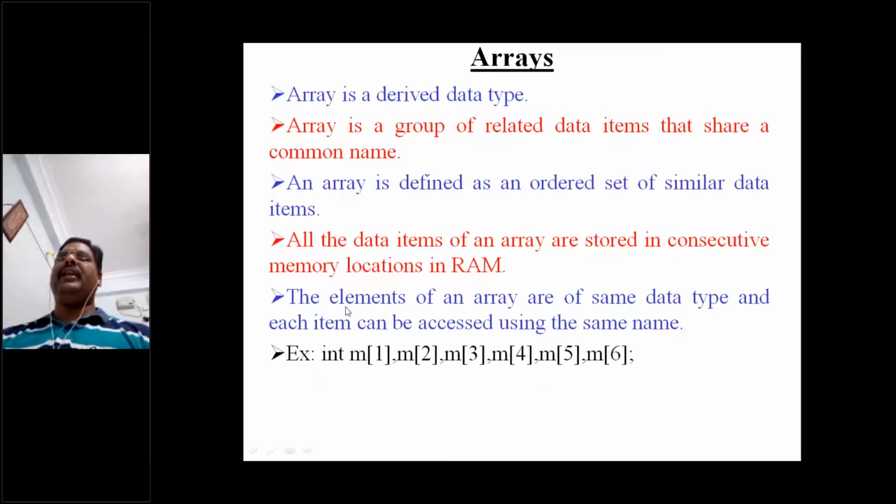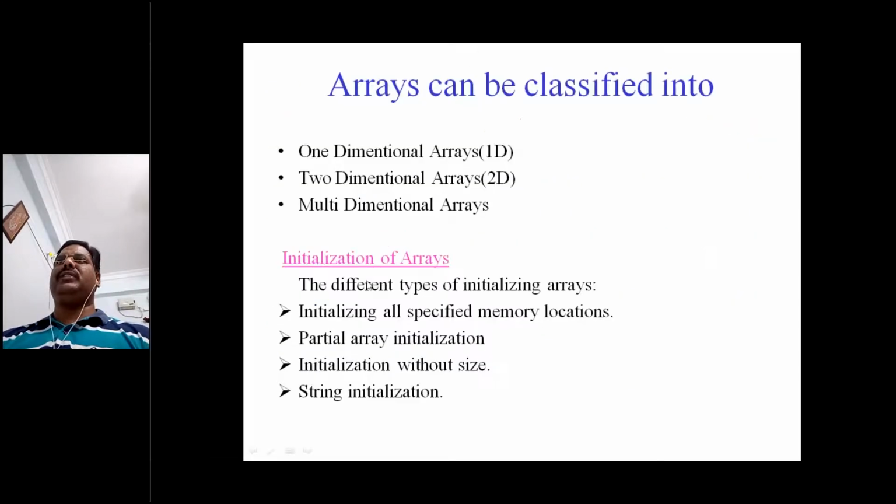The elements of an array are of the same data type, and each item can be accessed using the same name. How are they going to be accessed? Let us see now. M of 1 and M of 2 and so on. My array name is M. M of 1 is nothing but the location, so 0, 2, 3, 4, 5, and 6, and so on. We can use the arrays like that.